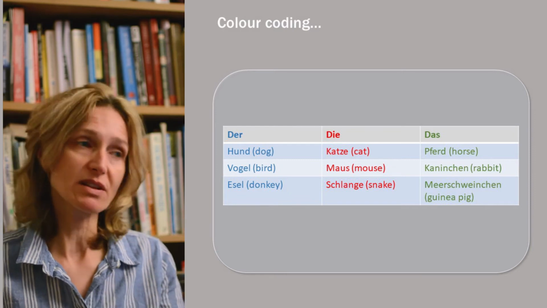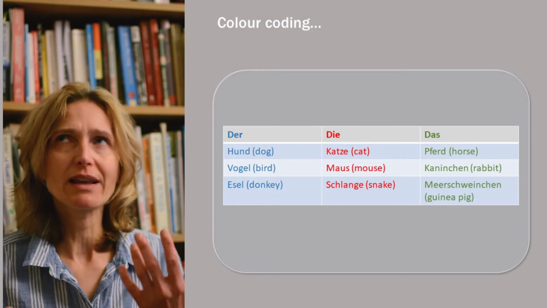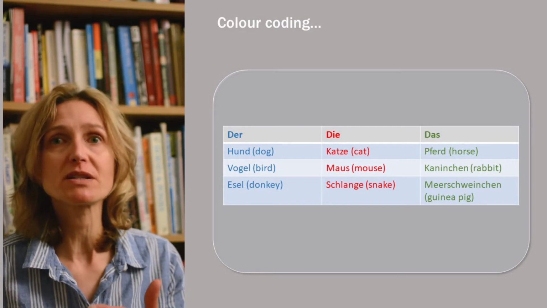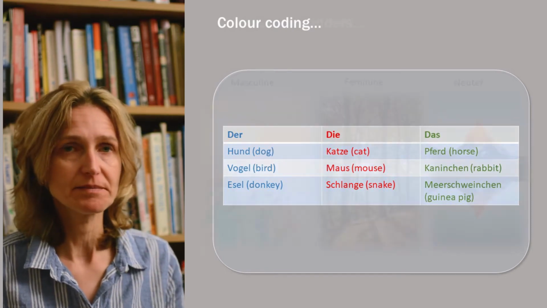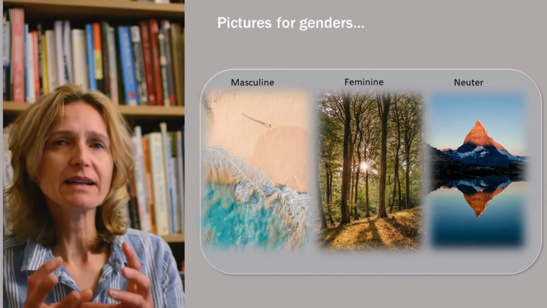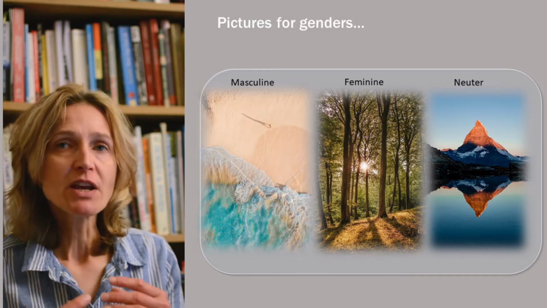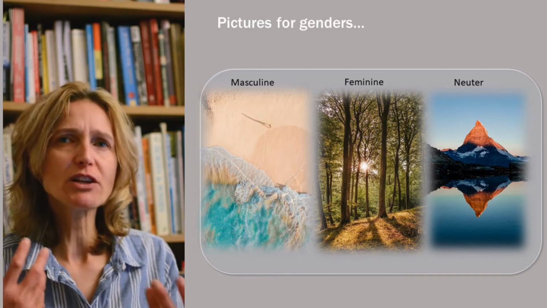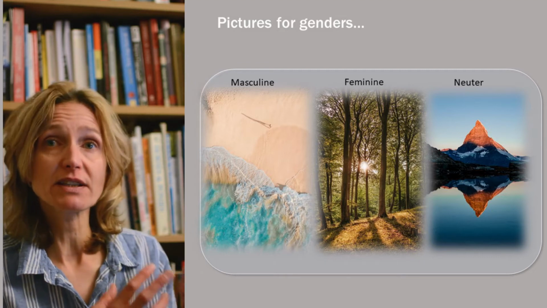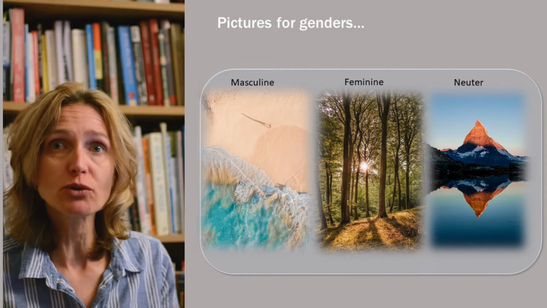And the horse, das Pferd, would be in green, so you would think, yes, that's neuter, so therefore it must be das Pferd. The third method would be associating arbitrary pictures with a particular gender. So quite a few students, when they try it, actually find that this is a really useful way of doing it, especially if you're quite a visual learner.